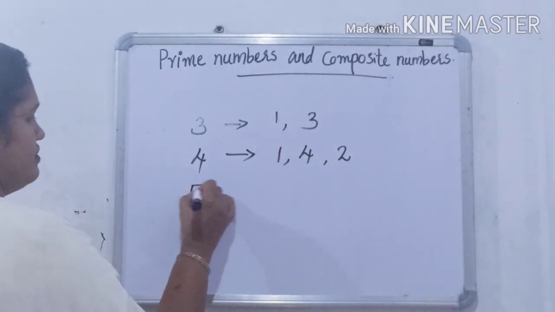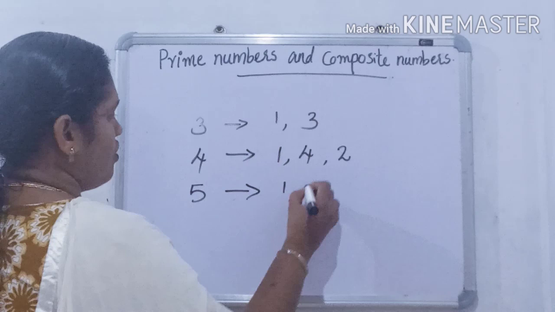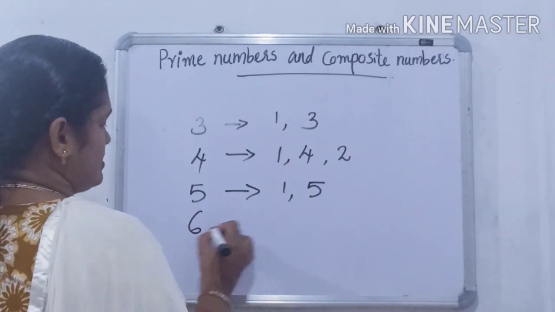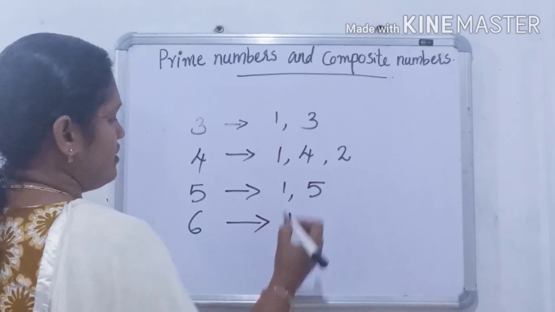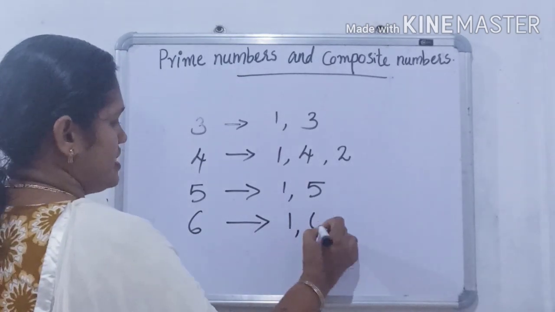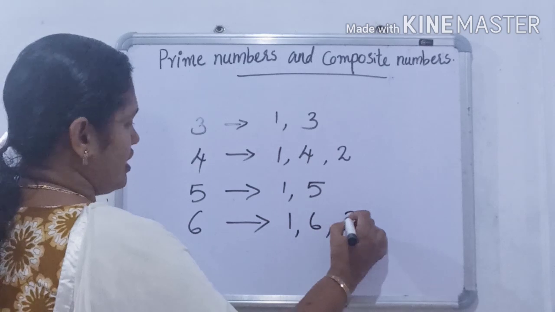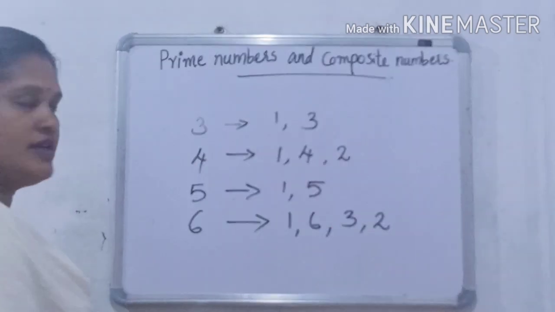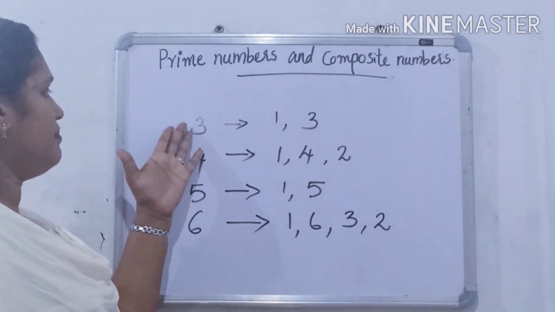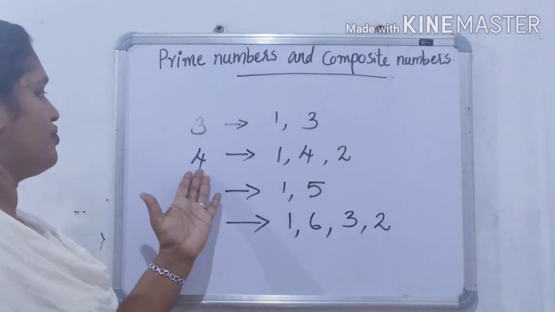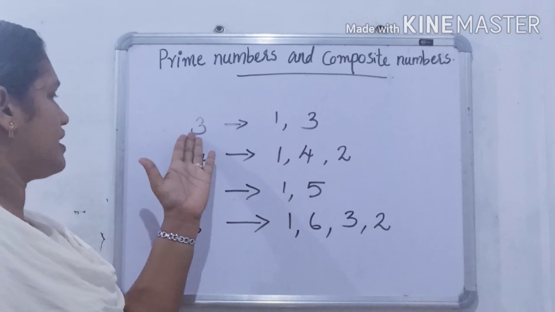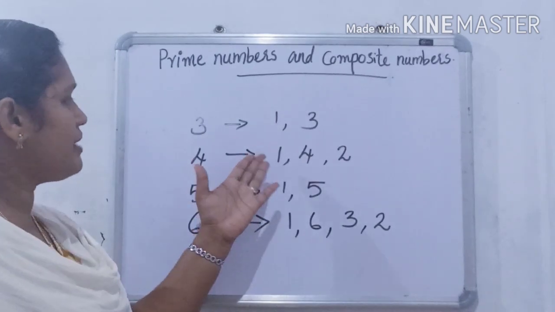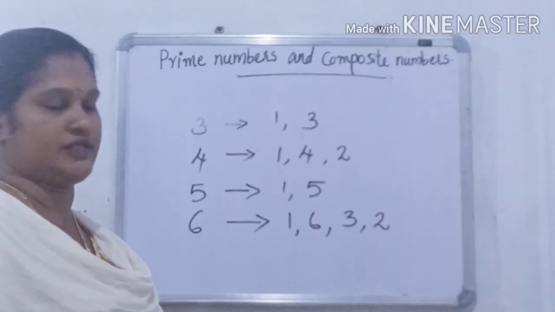5. 1 and 5 are the factors of 5. 6: 1, 6, 3, 2 are the factors of 6. Here some numbers have only 2 factors. Here 3 and 5 have only 2 factors and some numbers have more than 2 factors.